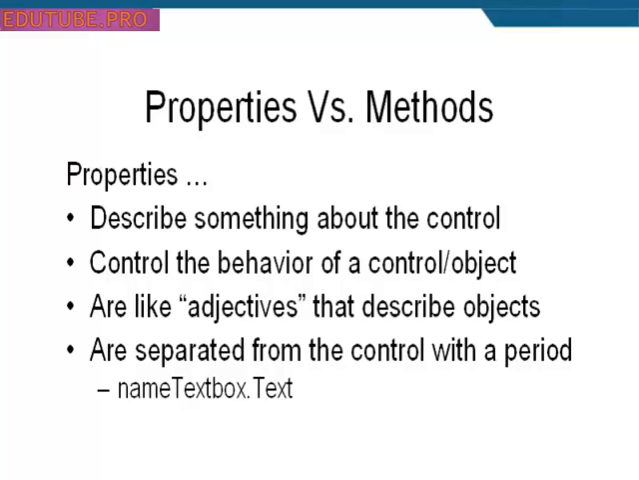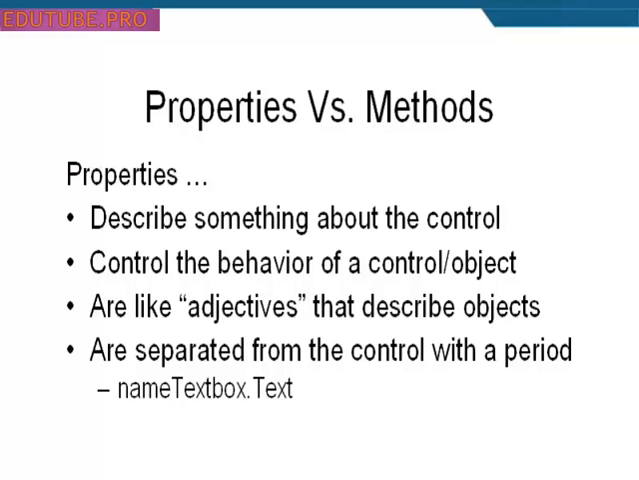Take a moment to understand the difference between properties and methods. We have seen that properties are associated with the various controls. Properties describe something about that control. It could be the size of the control or the color of the control. To some extent, properties can control the behavior of a control or object.